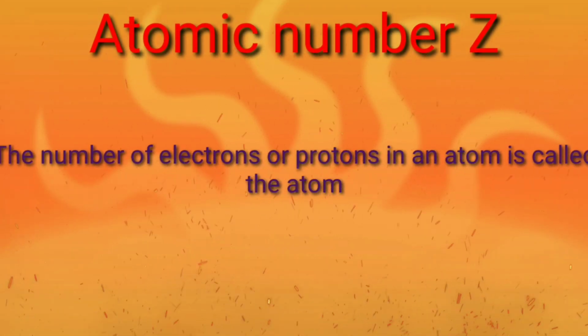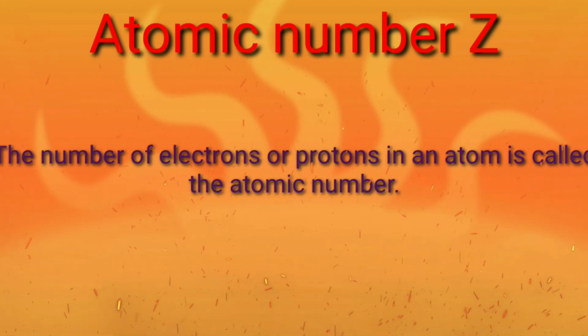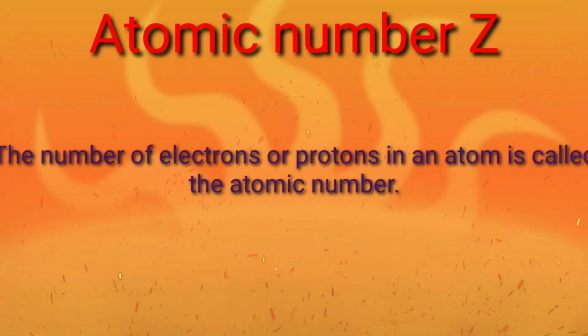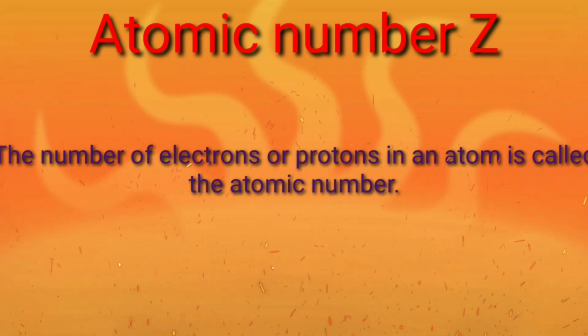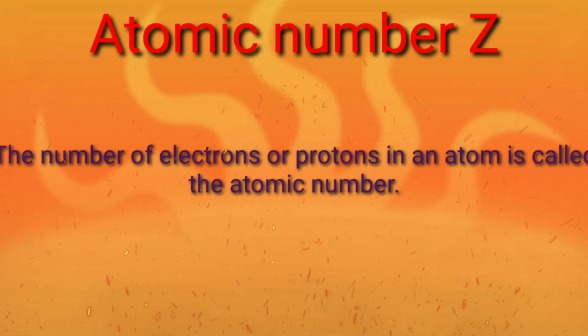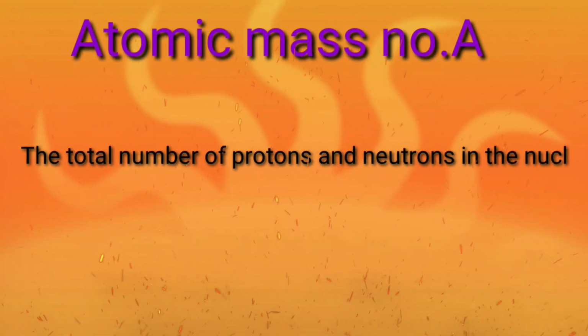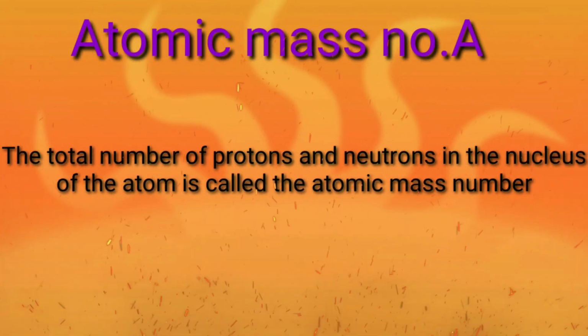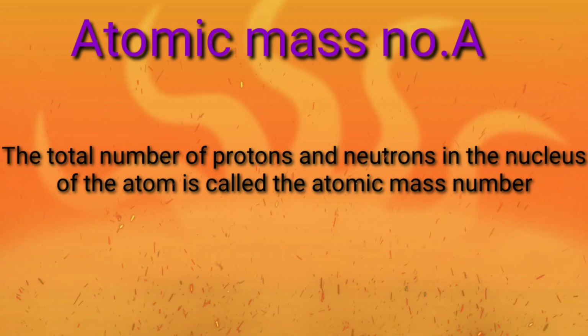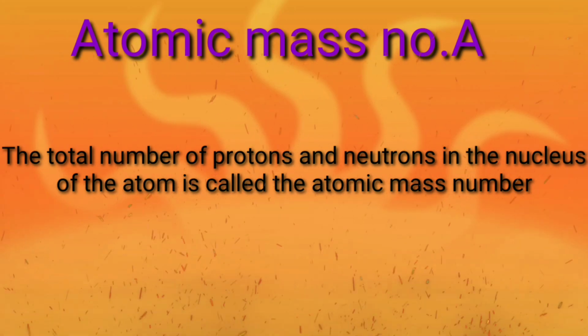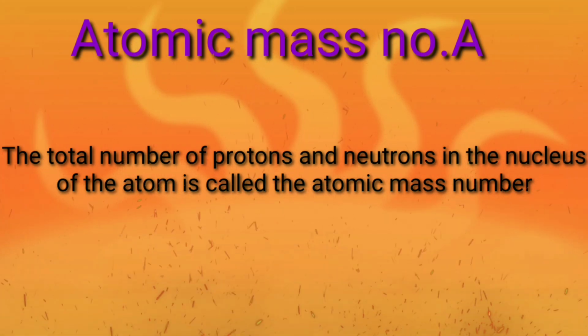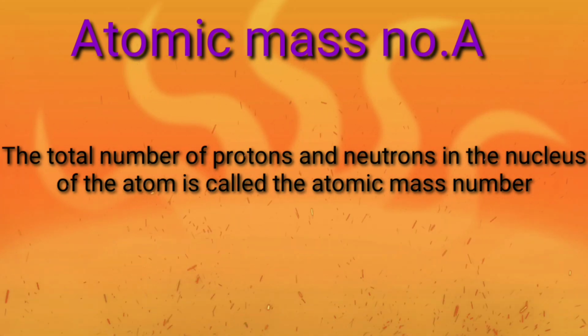Let us see exactly what is an atomic number. Students, the number of electrons, that is negative charge, or protons, that is positive charge, present in an atom is called the atomic number. Whereas atomic mass number is denoted by A. The total number of protons and neutrons in the nucleus of the atom is called the atomic mass number, and it is denoted by capital A.